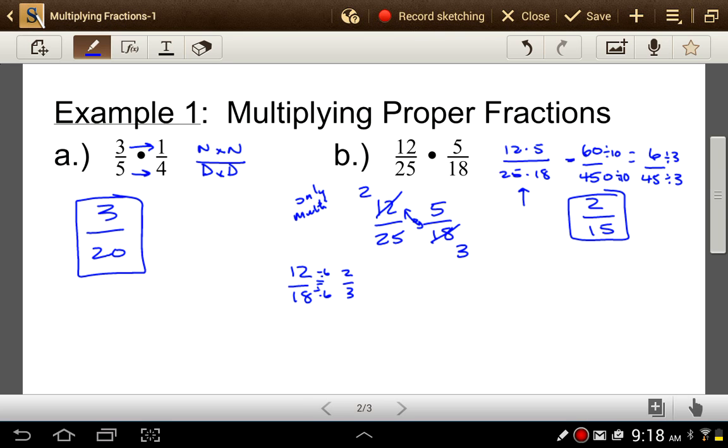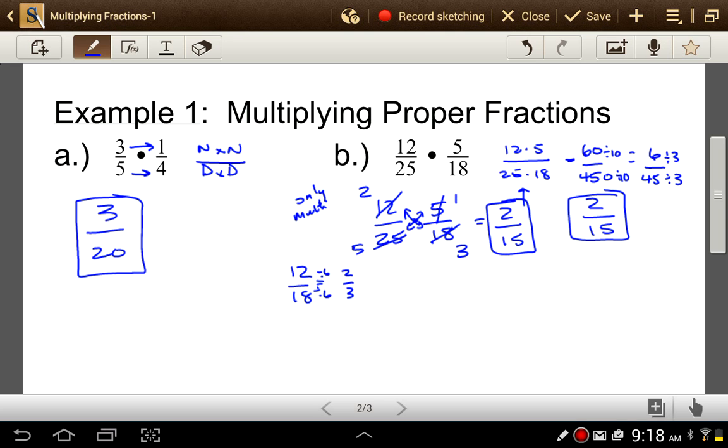I can check the other cross. That's why it's called cross-canceling. I check the other cross. I look into there. 5 and 25. Is there any number that goes into both 5 and 25? Yeah, 5. 5 divided by 5 is 1. 25 divided by 5 is 5. And now, when I do my work, I now have 2 times 1, which is 2. 5 times 3, which is 15.